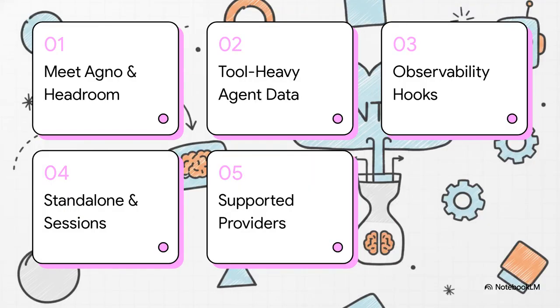So here's our roadmap for today. We'll start by meeting Agno and Headroom to get a baseline. Then we'll see how to shrink down tool-heavy agent data. After that, we'll cover observability without model changes, check out standalone optimization and session metrics, and finally wrap up with the supported AI model providers. Let's get right into it.